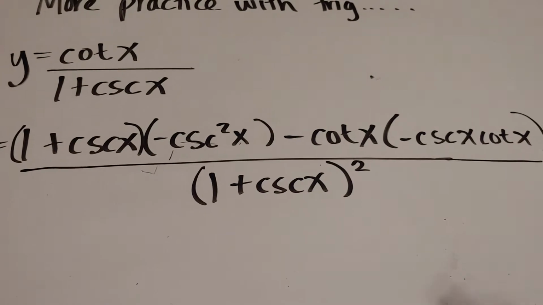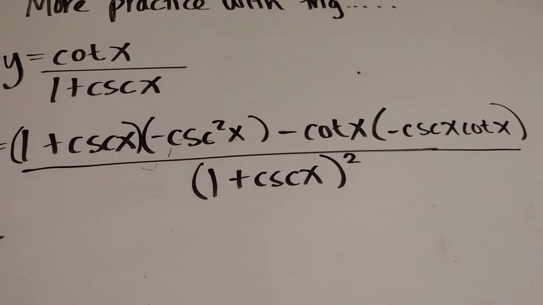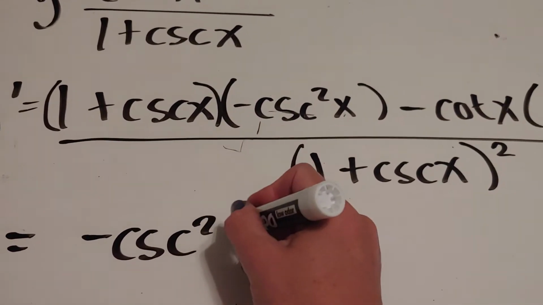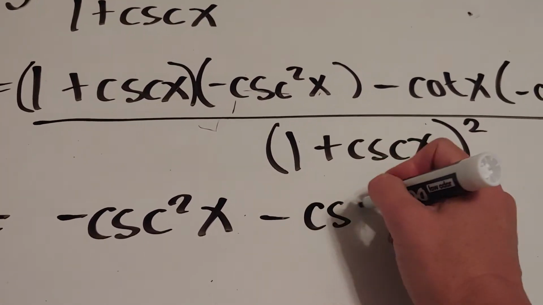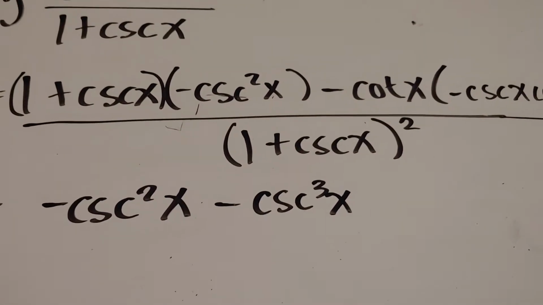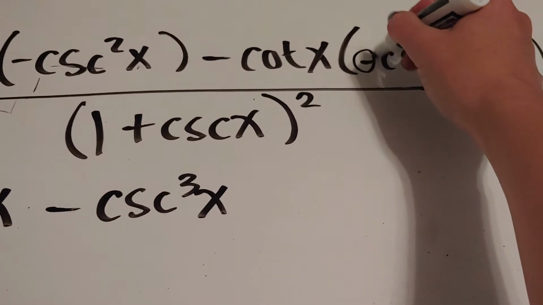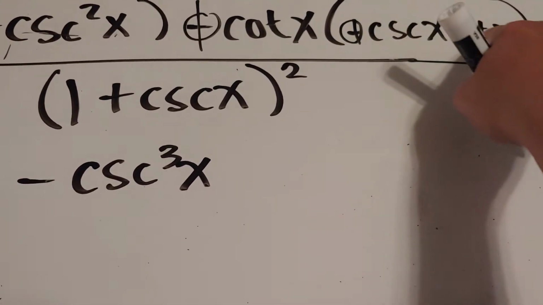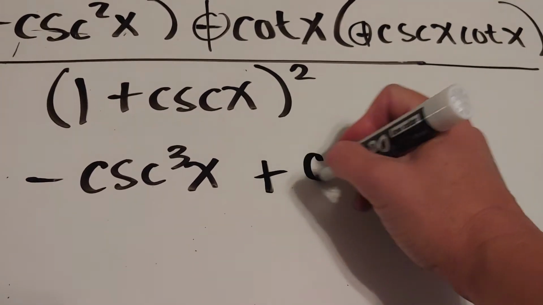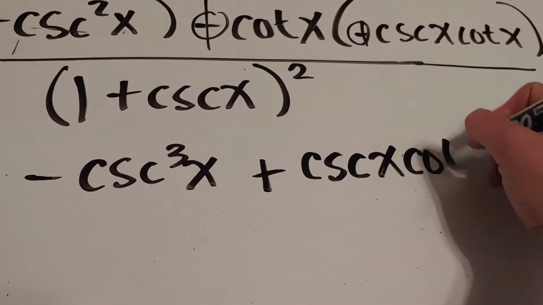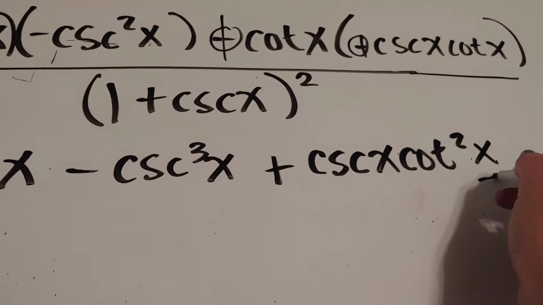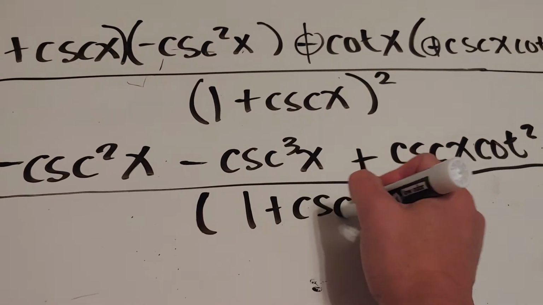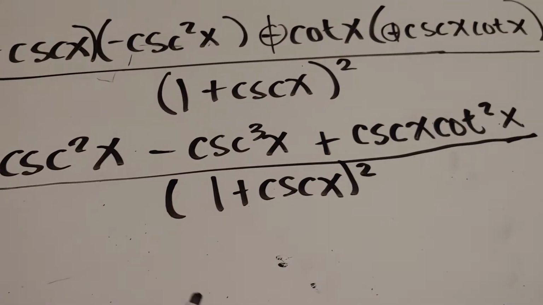Okay, let's do it. Let's have some fun algebra trig time. So I've got to distribute this negative cosecant squared. So negative cosecant squared x minus cosecant cubed x. That just rolls off the tongue. And then over here, these two minuses will become a plus. And it looks like I would have a cosecant and then 2 cotangents. And then my bottom, which I'm not touching yet, maybe not at all, we'll see.